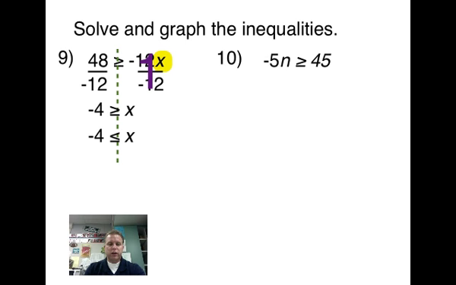Now notice that I have my variable in back, so this is saying -4 is less than or equal to x, which means that x is greater than or equal to -4. Number line. -4 and 0. Greater than means I'm going to the right.